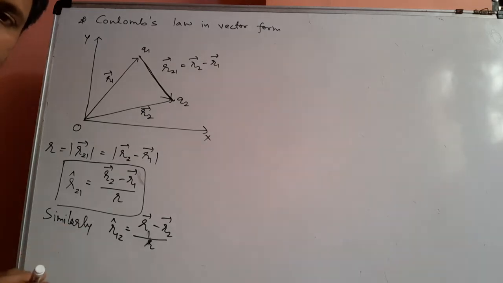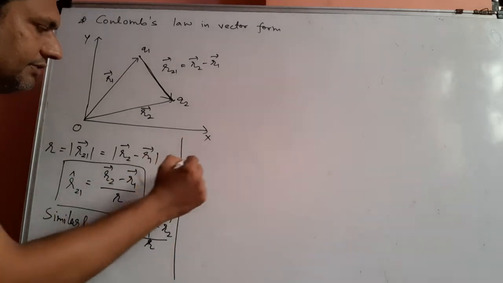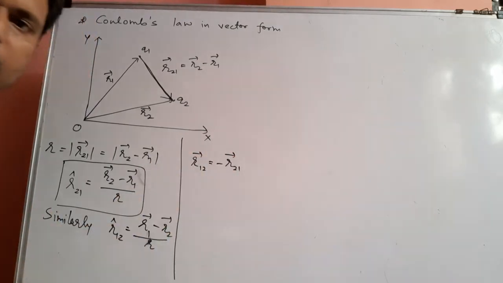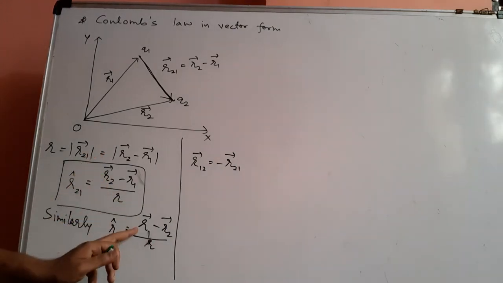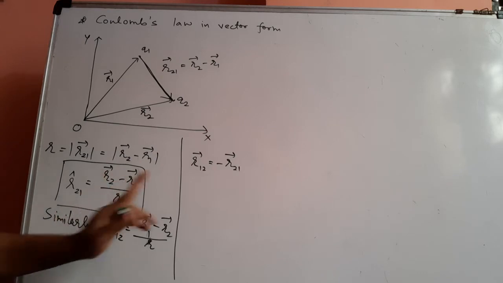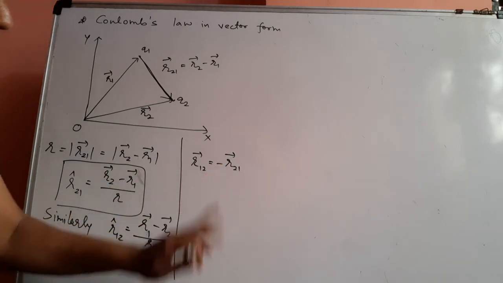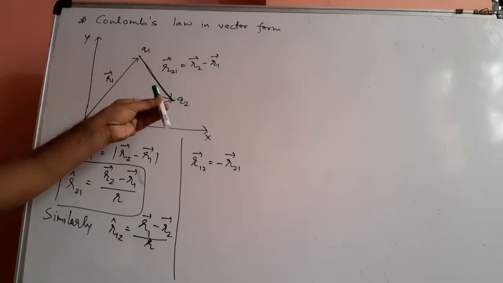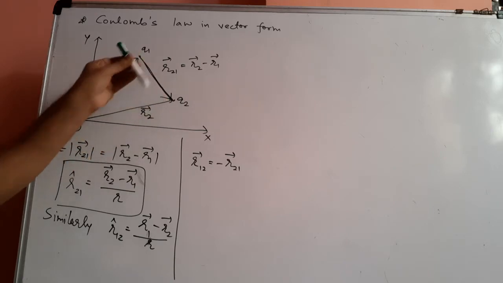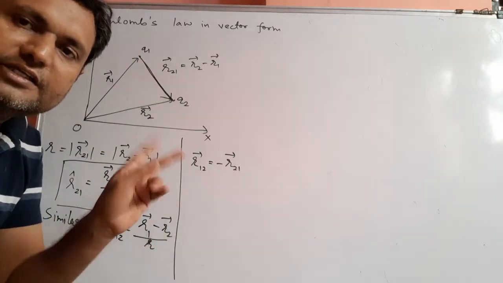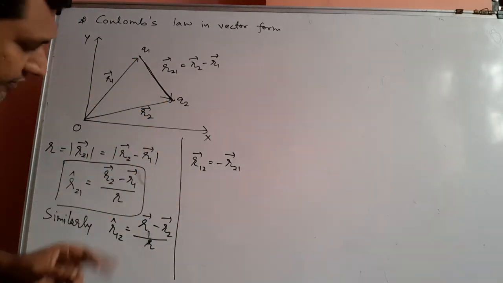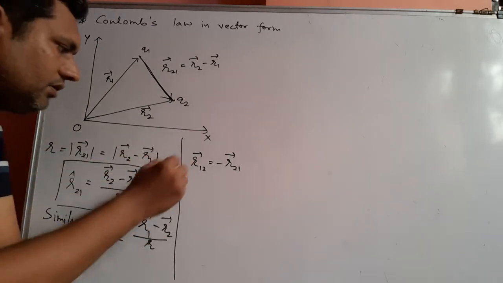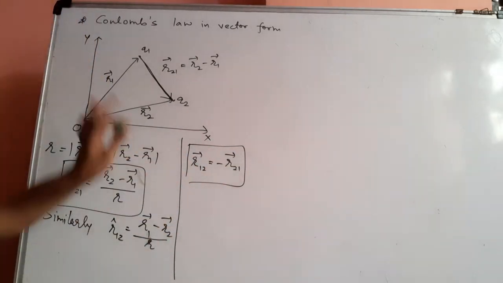From here we can also write that the r12 vector is equal to minus r21, because we can see this from both formulas. If we take minus common, we can write r12 is equal to minus r21. Also, r21 is directed from 1 to 2, while r12 is directed from 2 to 1. Both are opposite in direction, but the same in magnitude, because the separation is the same, r. That's why r is the same for both. So this is one result we are taking from this.